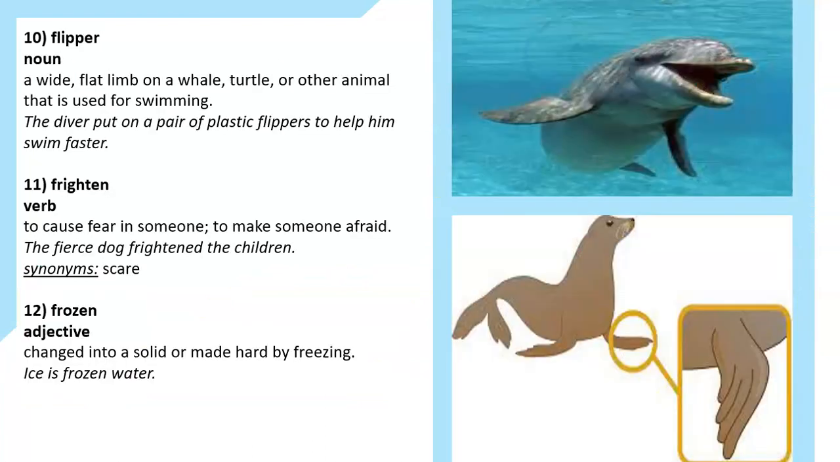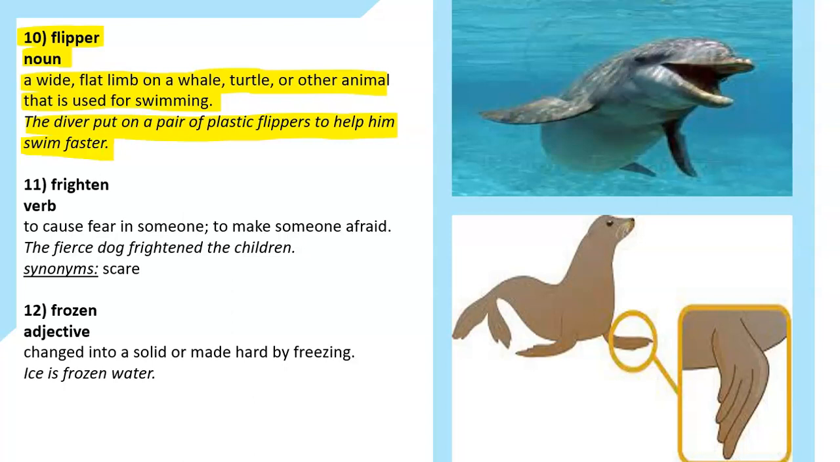Our next word is flipper. Flipper is a noun and it is a wide, flat limb on a whale, turtle, or other animal that is used for swimming. For example, the diver put on a pair of plastic flippers to help him swim faster.